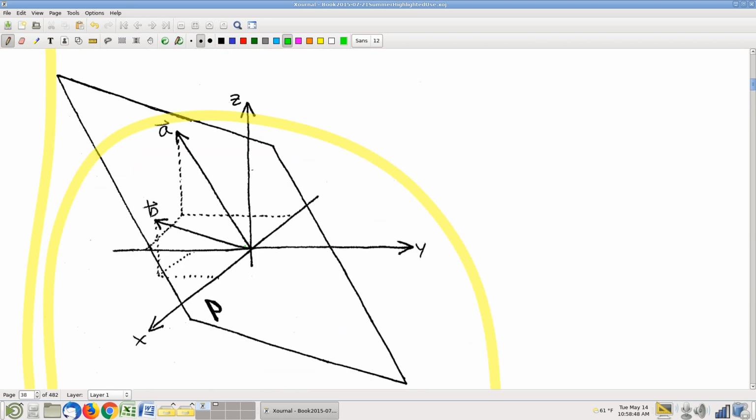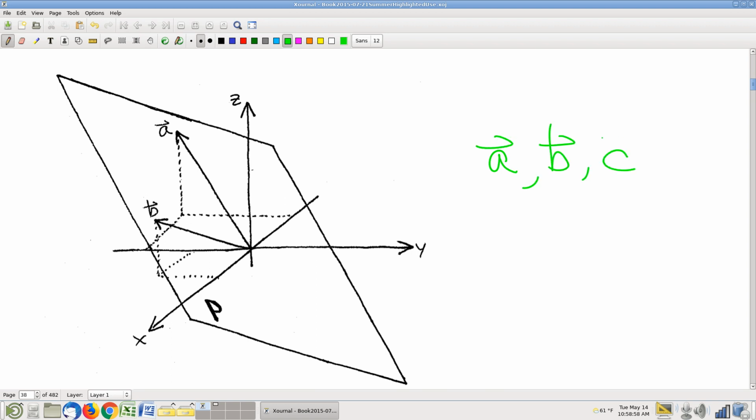I'm just going to skip down to my drawings of it. If you have a listing A, B, C, note in particular that A is the first vector listed, B is the second vector listed, C is the third vector listed. We're not just talking about this as a set. We're talking about this as an ordered list. So what is it about that ordered list? How would I geometrically describe it?